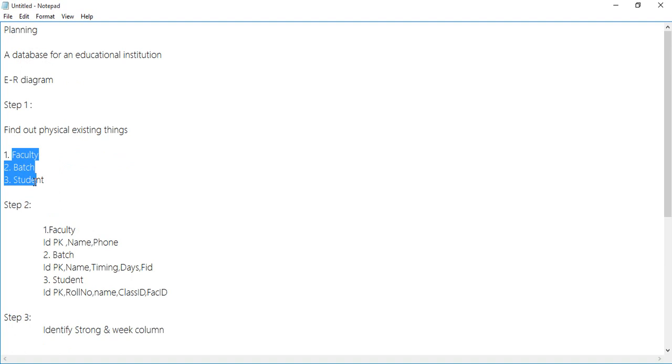Faculty can teach batches, and one batch can have many students, or students are enrolled in batches and faculty can teach batches. So this is how you can formulate a relationship between all the physically existing things that you have inside your scenario. This is the brief introduction about an ER diagram. Now let's quickly draw an ER diagram, then we'll wind up.